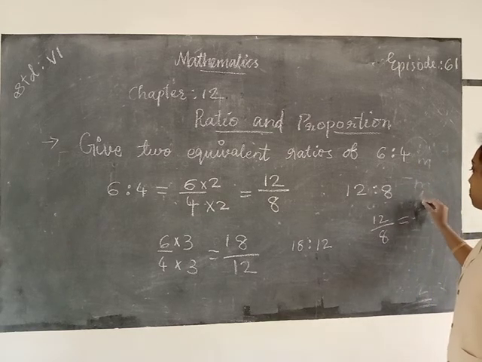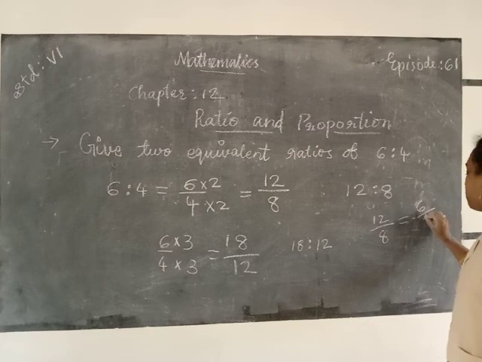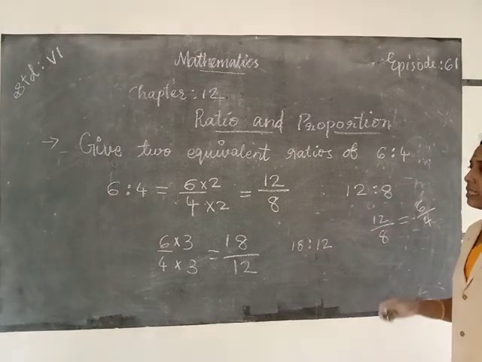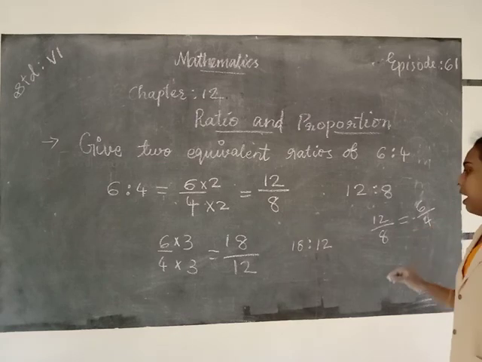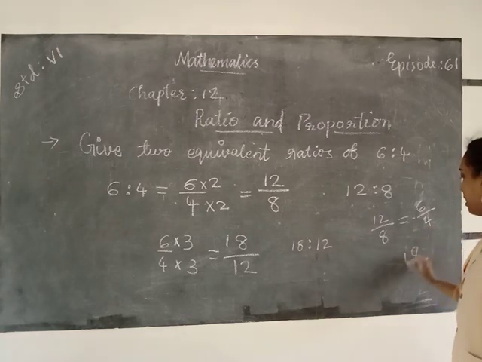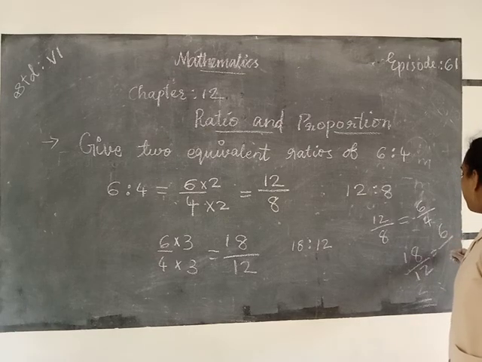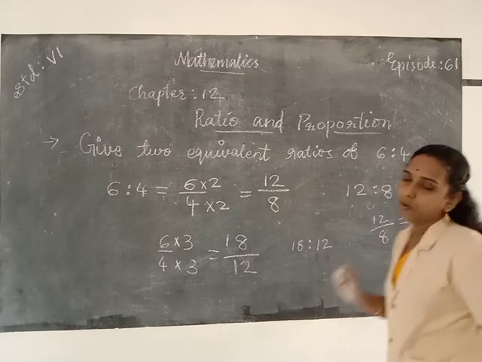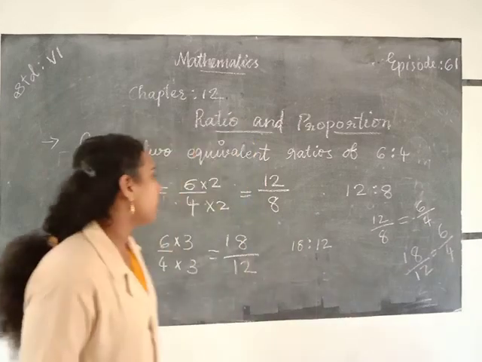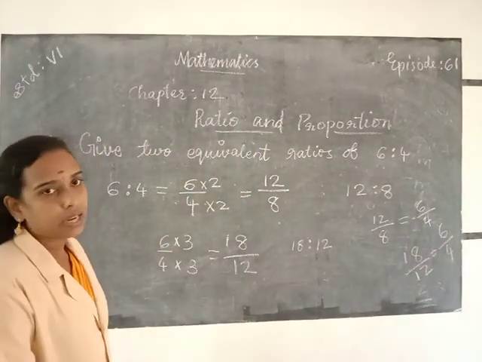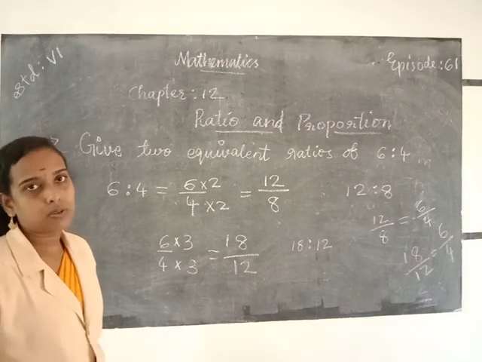If we simplify 12 by 8, 6 2s are 12 and 4 2s are 8. We get 6 by 4. So 12 by 8 is equal to 6 by 4. And if we simplify 18 by 12, 6 3s are 18 and 4 3s are 12, we get 6 by 4. So these two ratios are equal to 6 is to 4. In this way we can find the equivalent ratio of numbers.